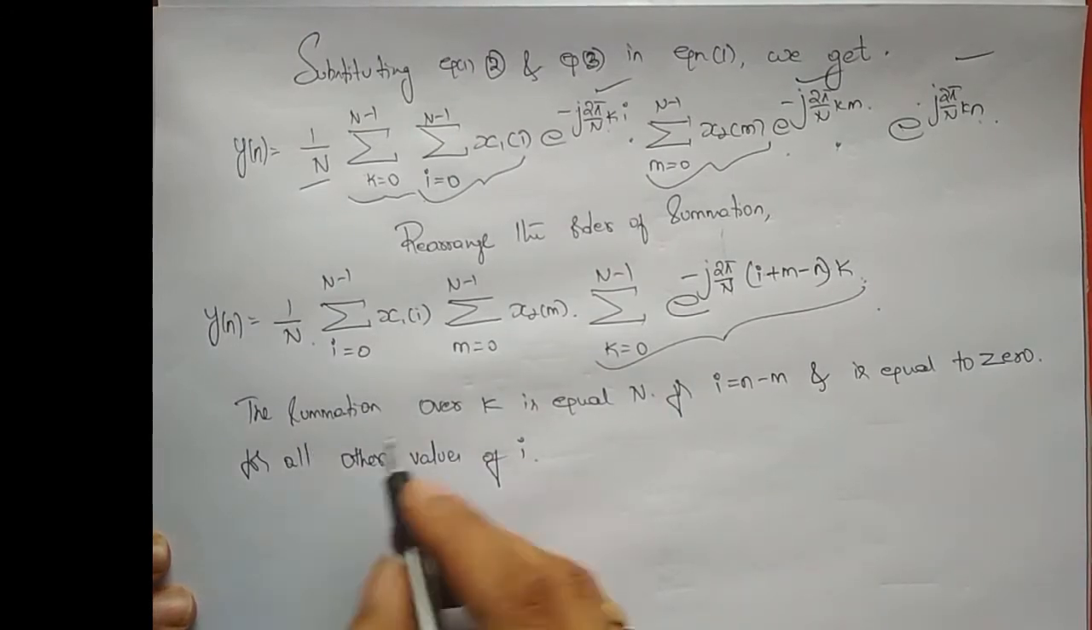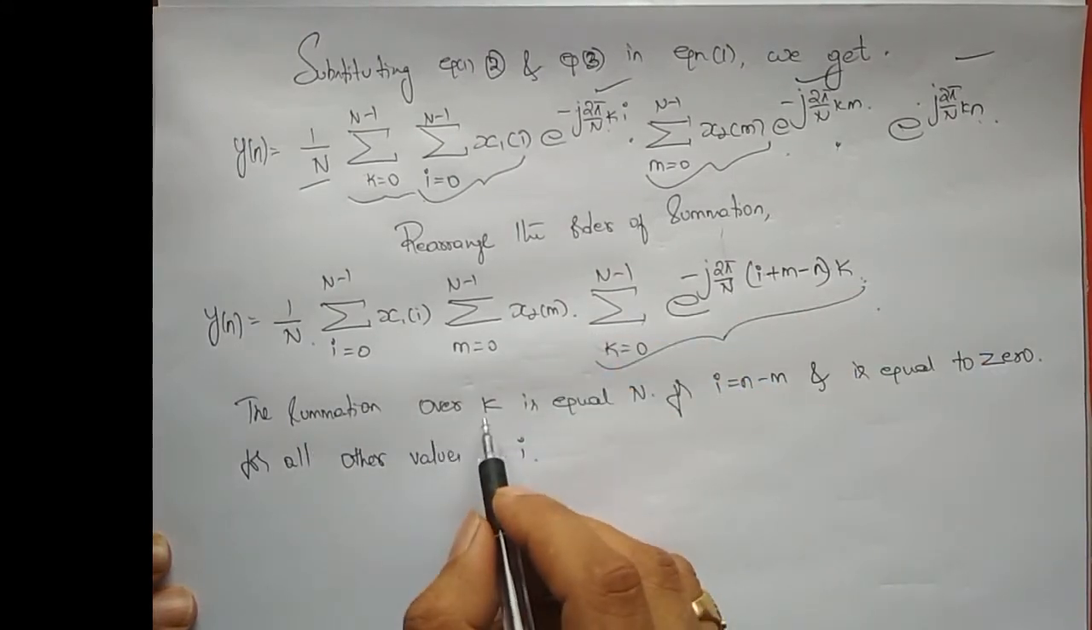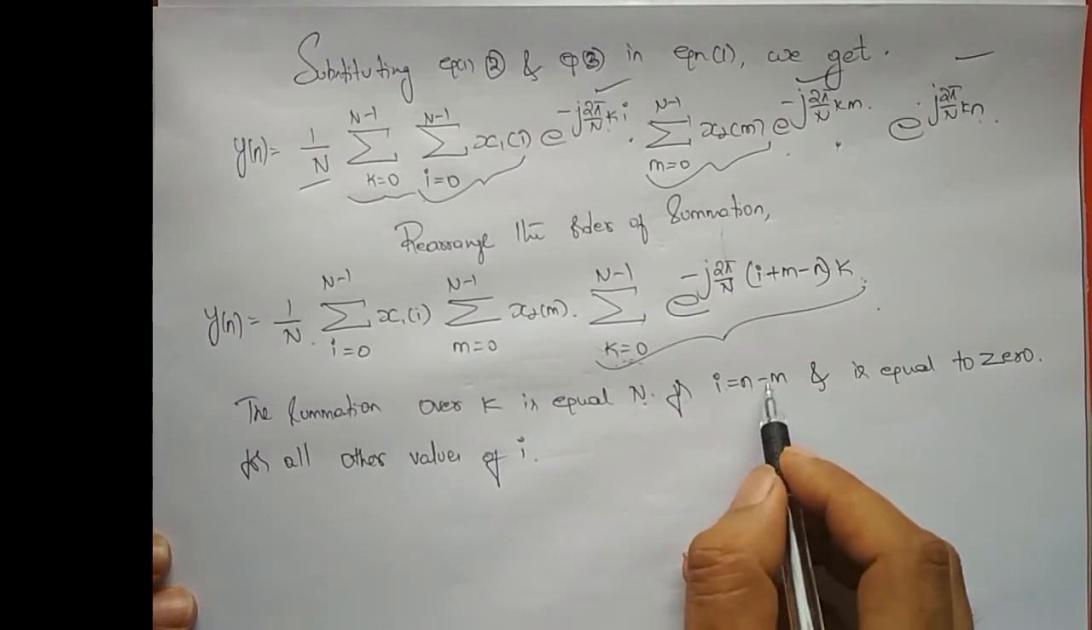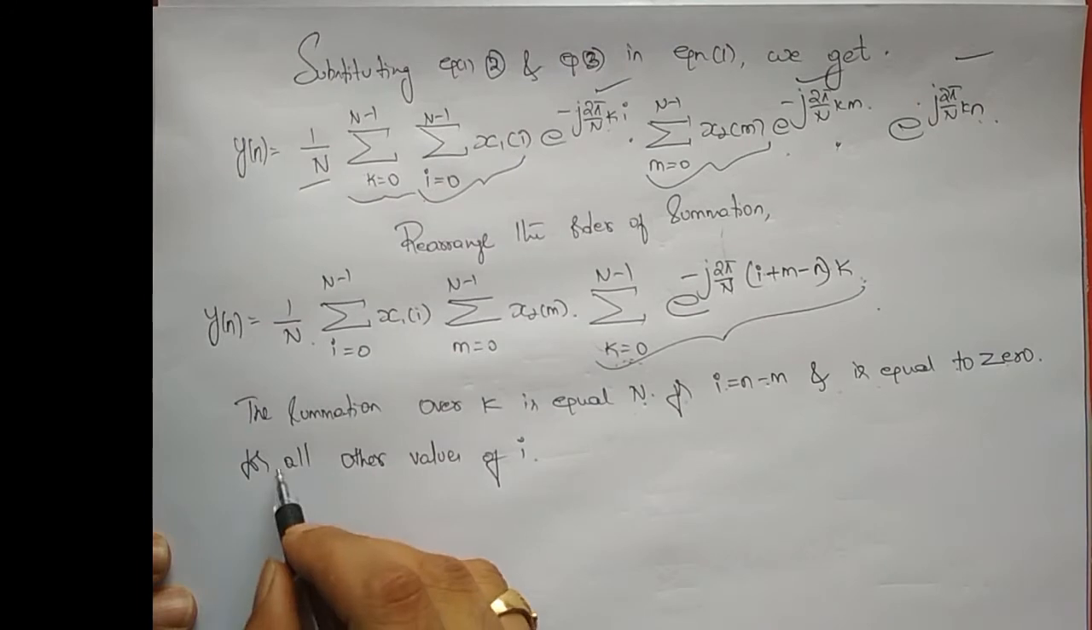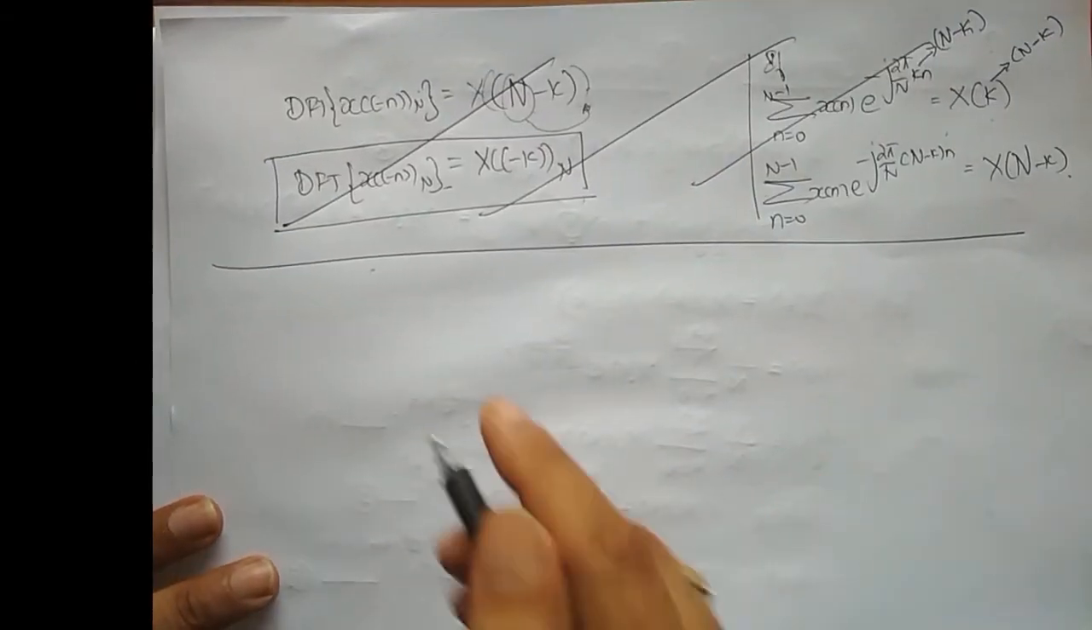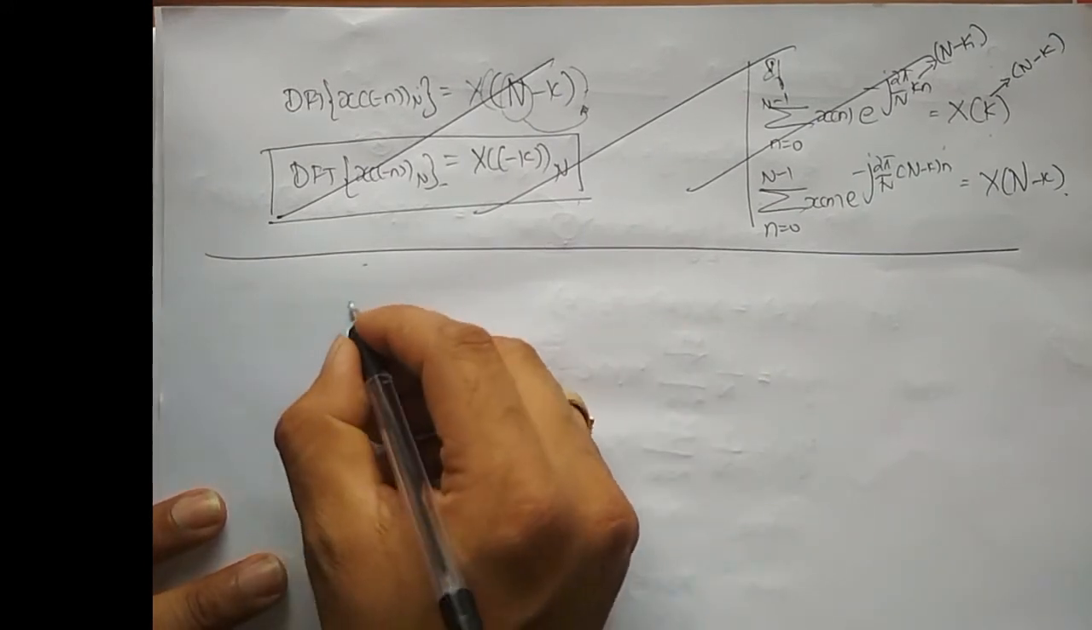So I repeat again, the last summation part over k is equal to N for I equal to N minus m, and equal to 0 for other values of I. So how did I end up with this statement? Let me convince you here. So what do we have?